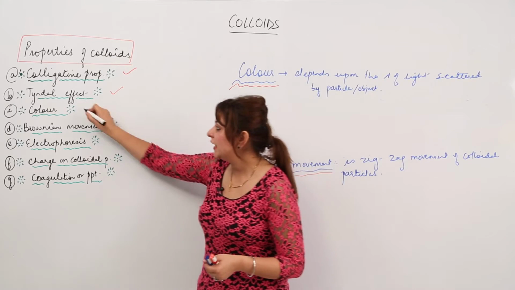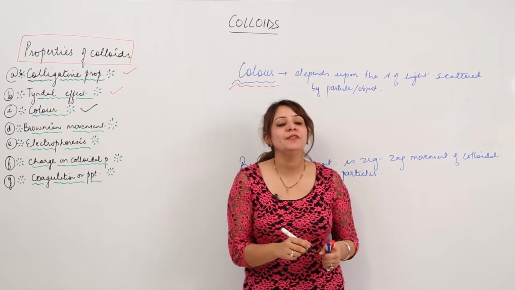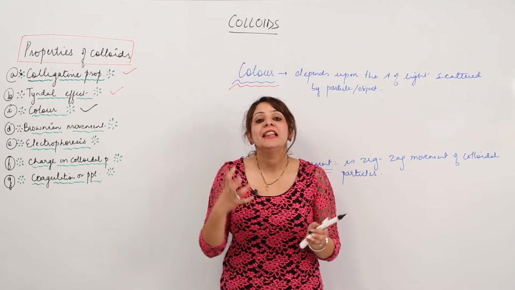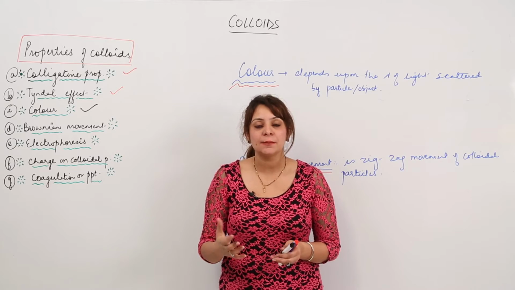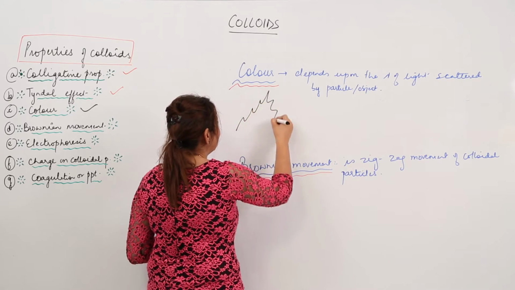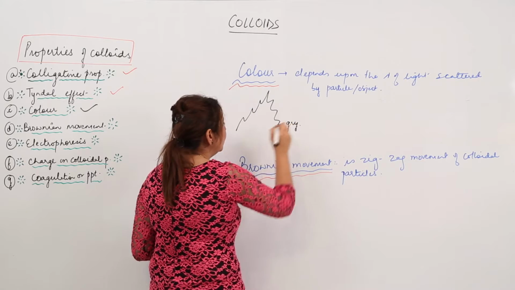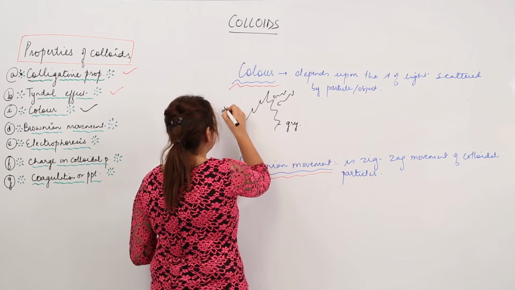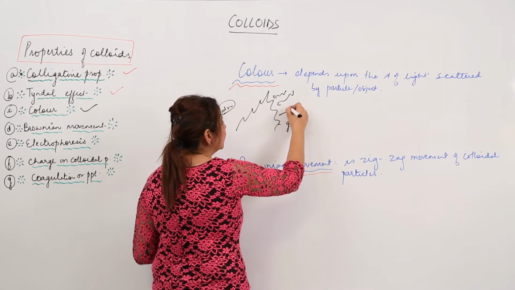Now the third property is color. When we talk about the color of any object, it just depends upon the wavelength of light that it scatters. Suppose this is a mountain, and I say the mountain appears to be grey. You know why it appears to be grey?